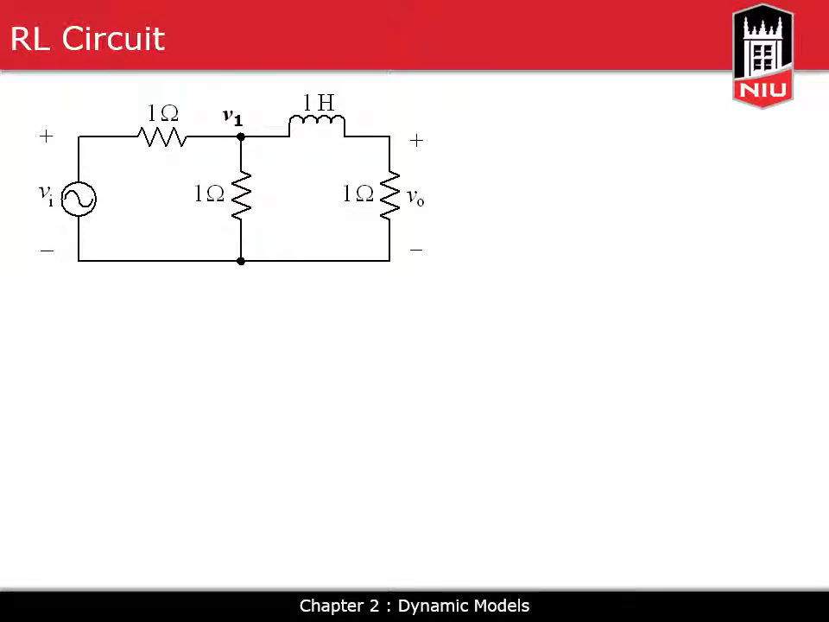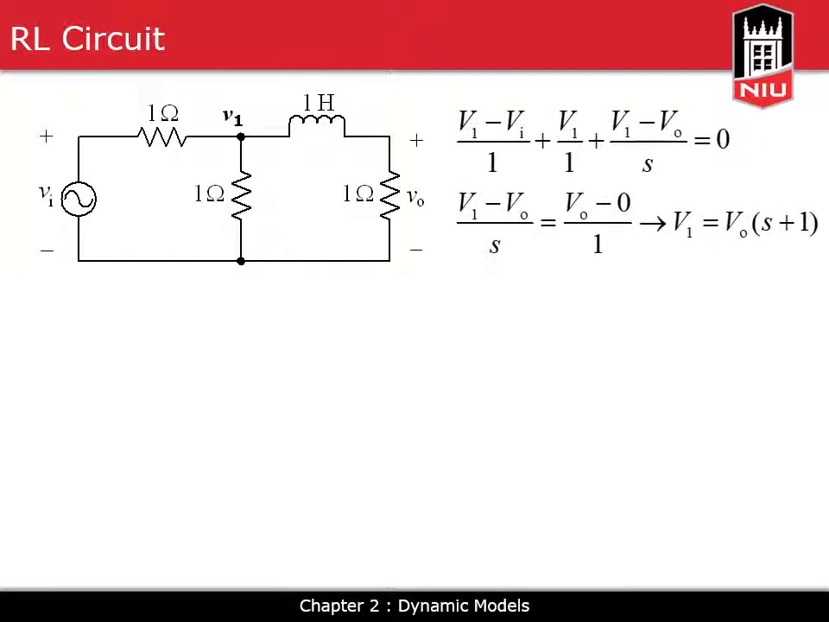This one is another circuit, an RL circuit. Again, we can convert everything to S domain. The impedance of an inductor is L times S. L is 1, so the impedance here is 1 times S. The other three are resistors, so impedances are 1. We will write KCLs. Input is VI, output is the voltage VO.